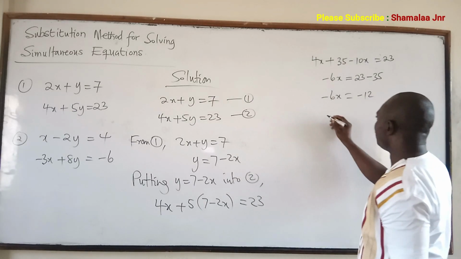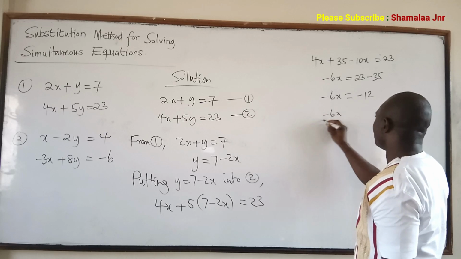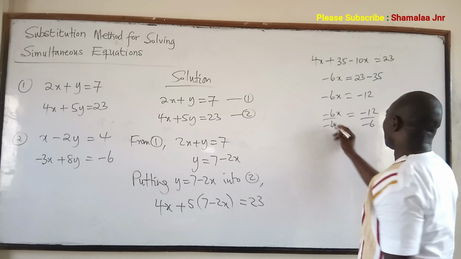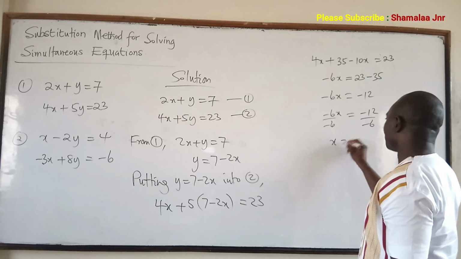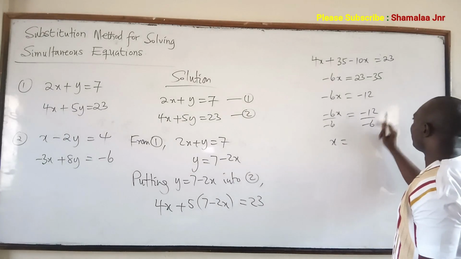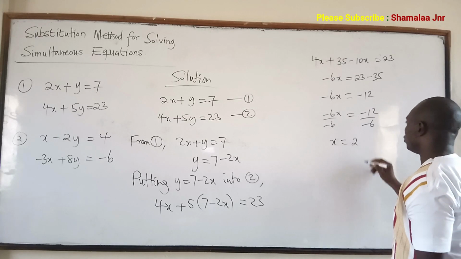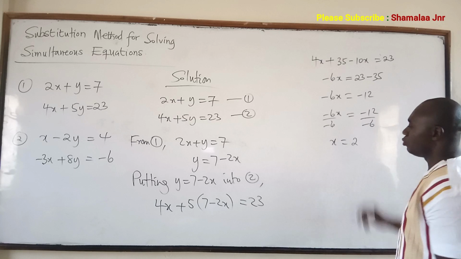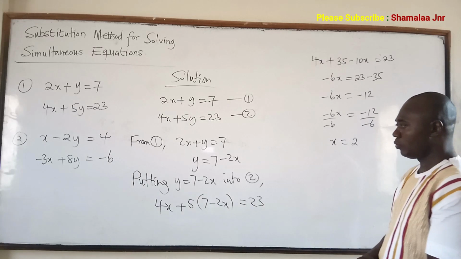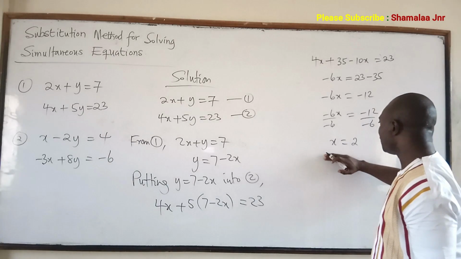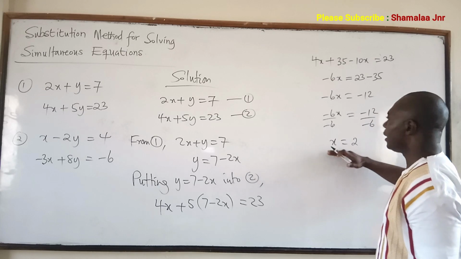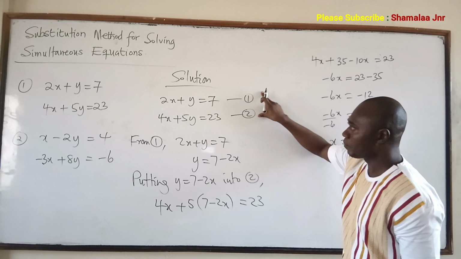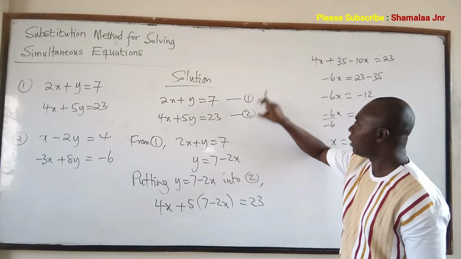Yes, so if you divide both sides by negative 6, negative 6 will cancel negative 6, and we have x equal to negative 12 divided by negative 6, which is 2. This negative cancels this negative, and 12 divided by 6 is 2. So x is equal to 2. Now, having obtained the value of x, we can decide to put it into one of the equations.